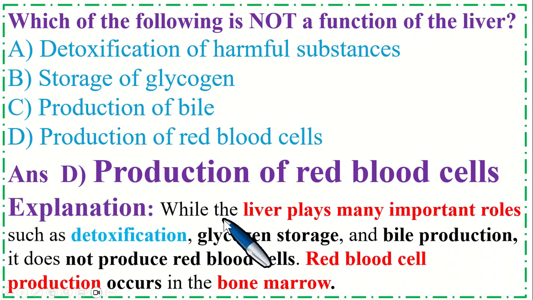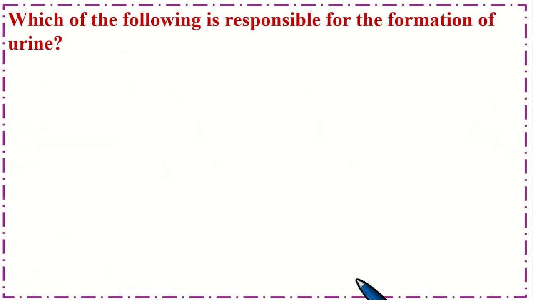Explanation is the liver plays many important roles such as detoxification, glycogen storage, and bile production. It does not produce red blood cells. Red blood cells production occurs in the bone marrow. So this is very important MCQs.